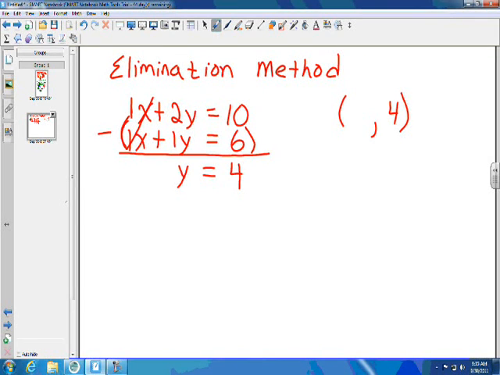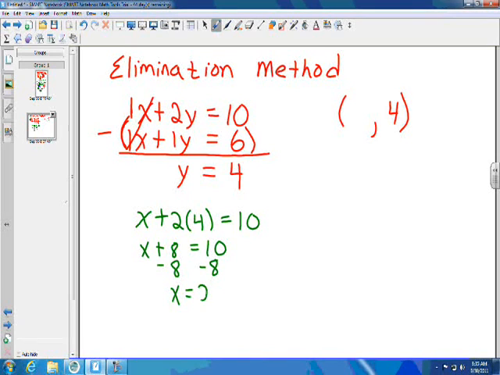So one right out of the front. So if we plug that into the top equation, we would have x plus 2 times 4 equals 10. So x plus 8 equals 10. So what is x? x equals 2. That's the point where those two intersect. Okay?